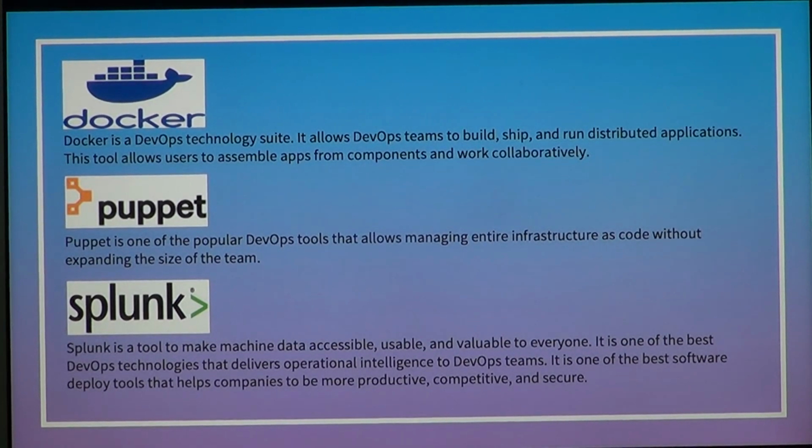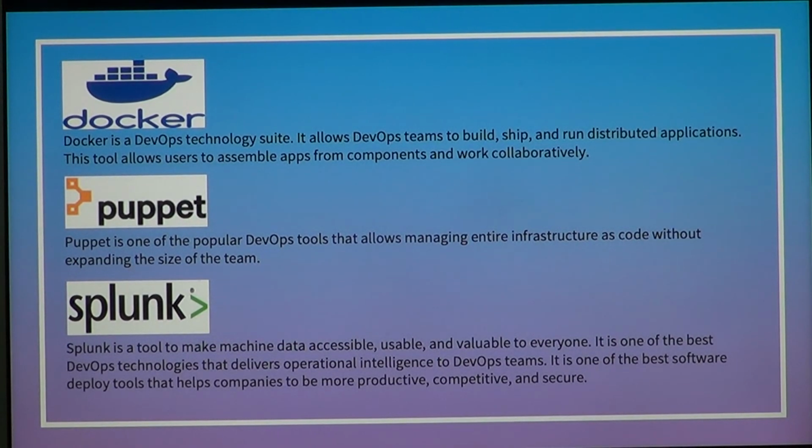Splunk is a tool that makes machine data accessible, usable, and valuable to everyone. It is one of the best DevOps technologies that delivers operational intelligence to DevOps teams. It is one of the best software deployment tools that helps companies to be more productive, competitive, and secure. The important thing is secure.